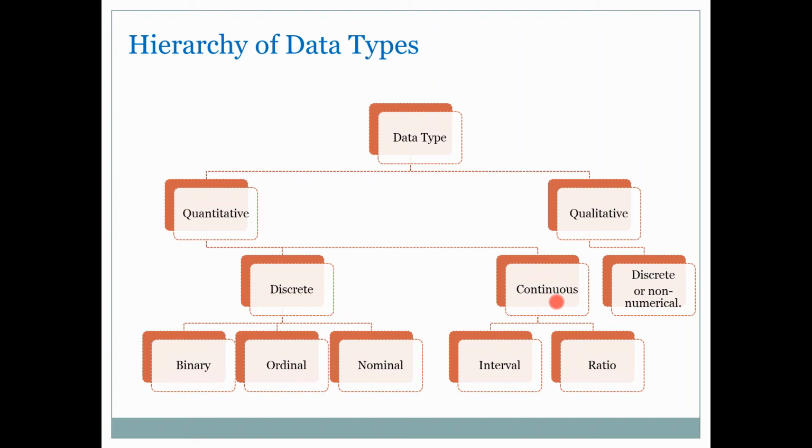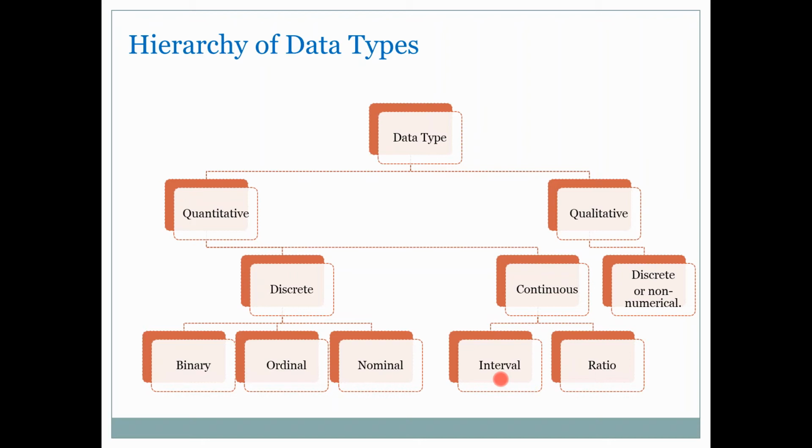Interval has exact order between the values, but it doesn't have an absolute zero. Something like temperature. You can add or subtract these numbers and make sense of them, but you can't multiply and divide for an interval. So for instance, if it's 10 degrees outside, and then I add another 10 degrees, I get 20 degrees, and that's fine, but I can't say that 20 degrees is twice as hot as 10 degrees. It's not like that. That would be interval.